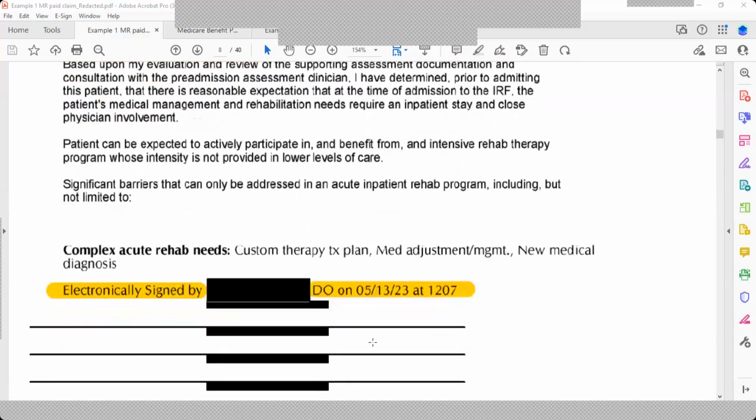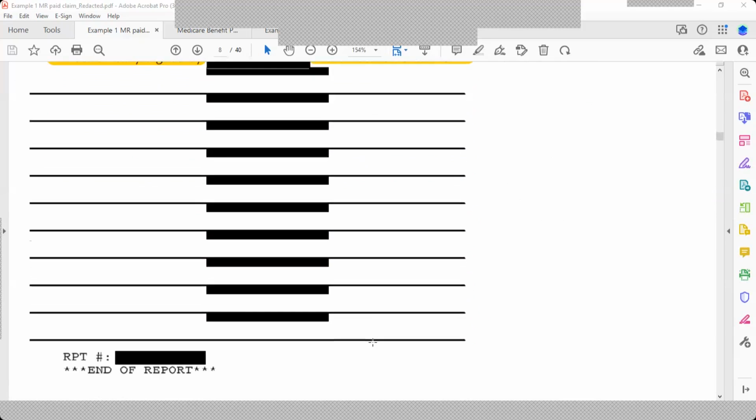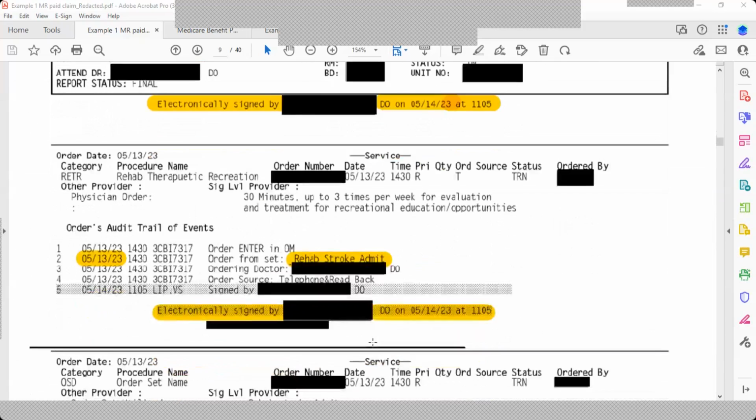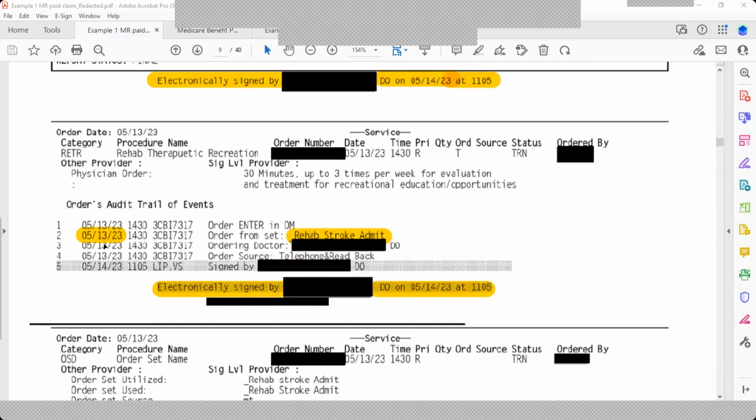So next we're going to look at the admission order for the inpatient rehabilitation facility. The order was received on May 13th, and it was received as a telephone order, and we can see the physician electronically signed, dated, and timed the order on May 14th, 2023.